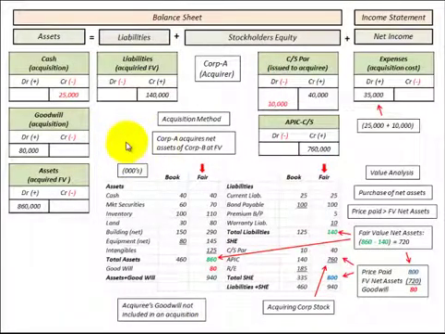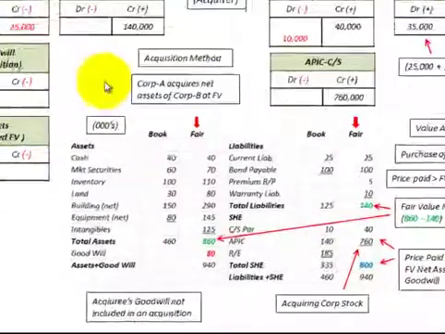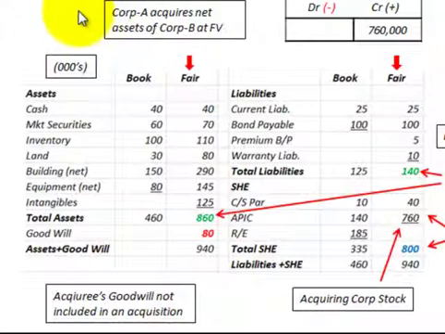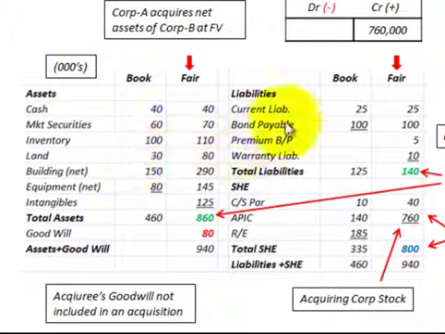Here we'll go through an overview of the acquisition method for business combinations. And for the example, Corp A will acquire or buy all of Corp B's net assets, that is, its assets and liabilities. And to demonstrate the basic accounting for this business acquisition, I have set up Corp B's balance sheet showing its assets, its liabilities, and its shareholders' equity.